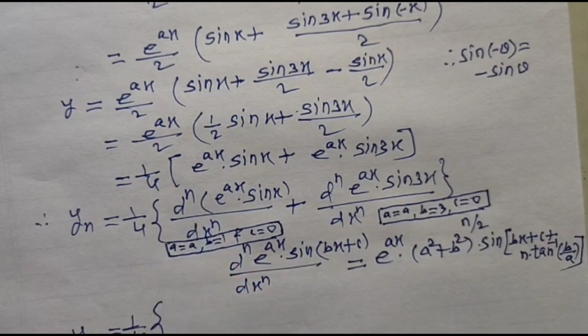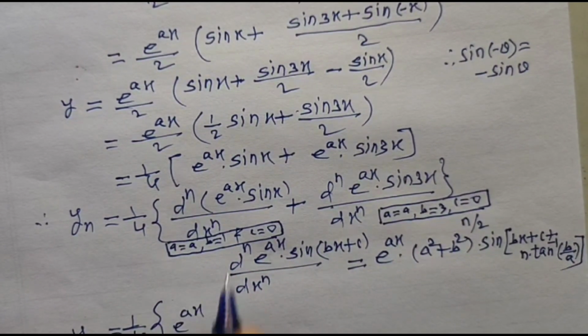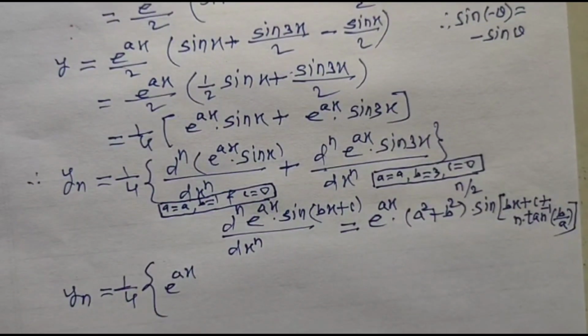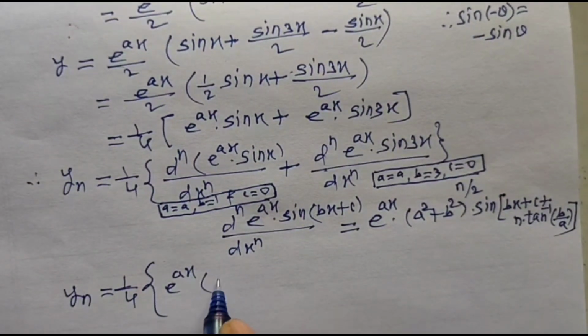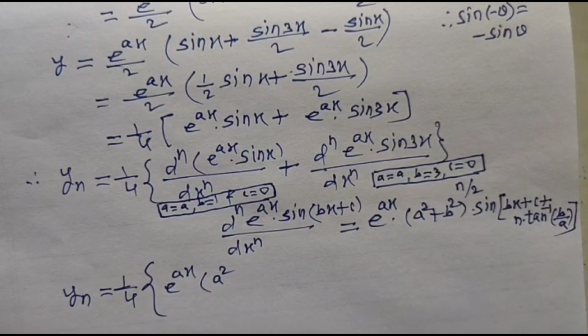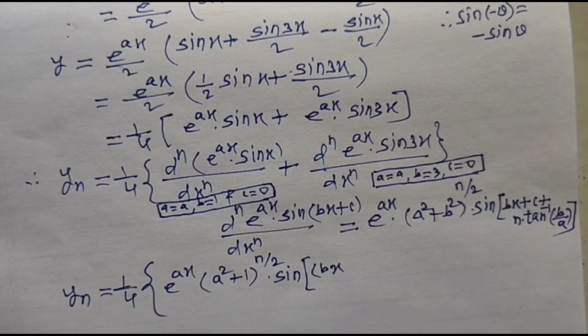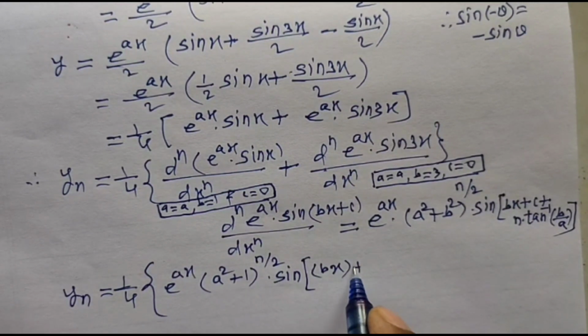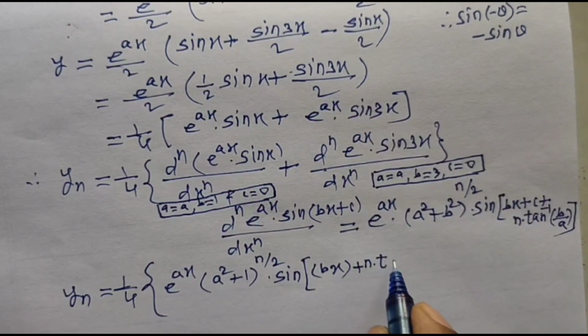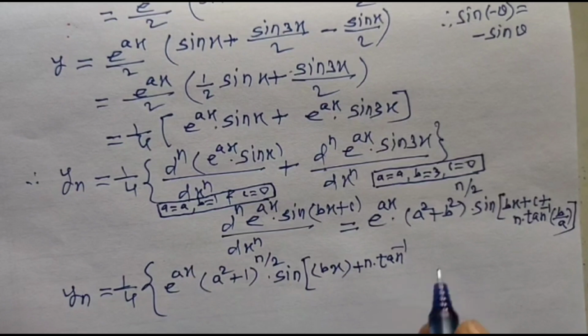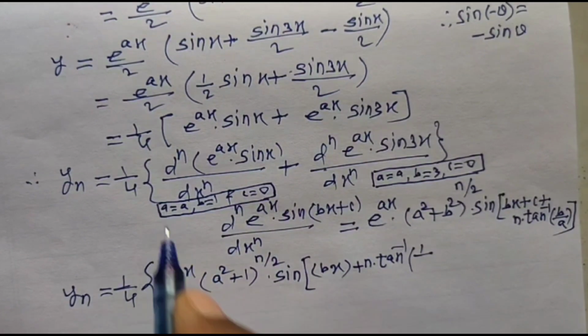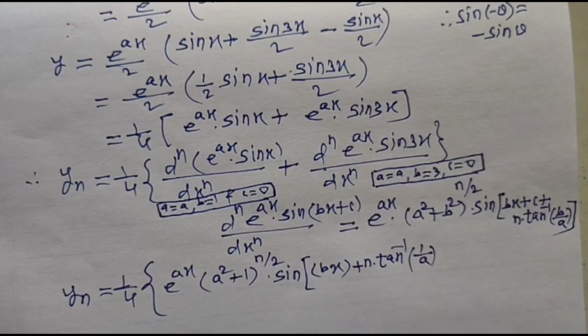Okay, so we are finding the nth derivative of this function, e to the power ax into a square plus b square. b is what? 1. 1 square is 1 to the power n upon 2 into sin of bx plus c. c is 0. bx plus n times tan inverse, b is 1 and a is a. Tan inverse b upon a. This is the nth derivative of this function.